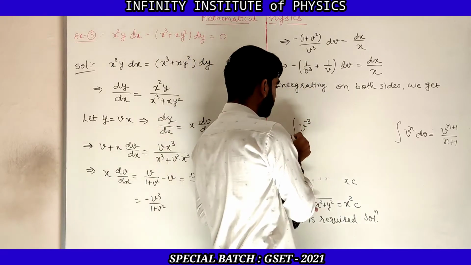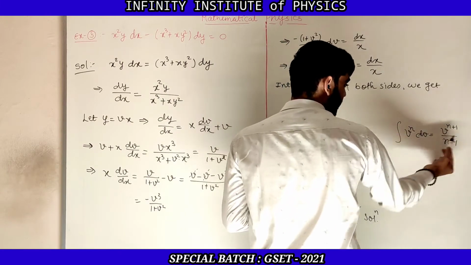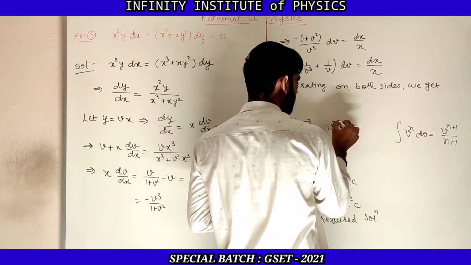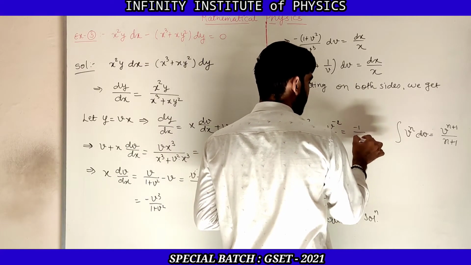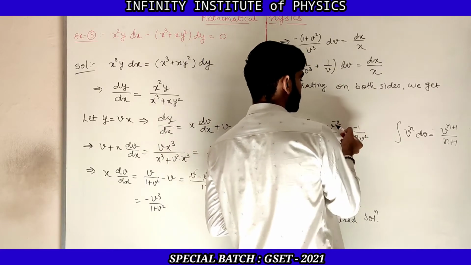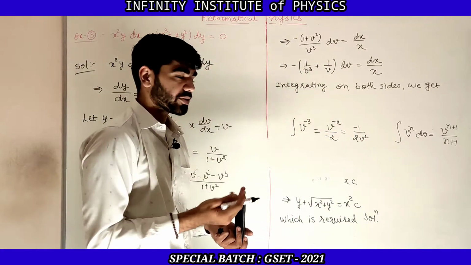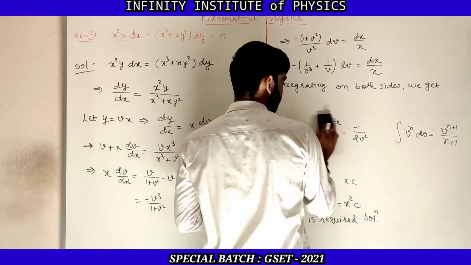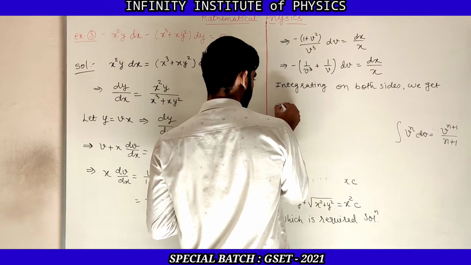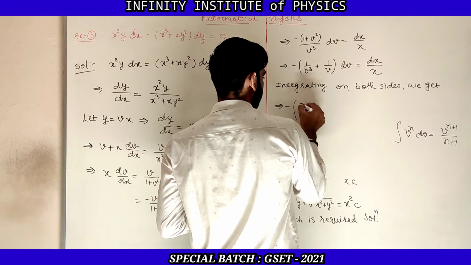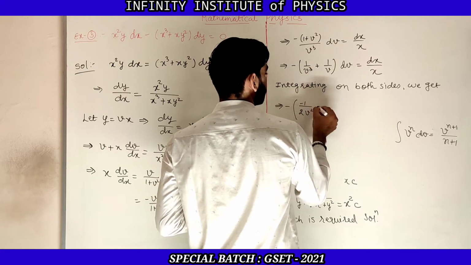So now the integration of this, comparing it with that formula, will be v raised to minus 2 upon minus 2. That is written as 1 by 2 v square, because v raised to minus 2 is 1 upon v square. And so now integrating on both sides, we get minus of minus 1 upon 2 v square.